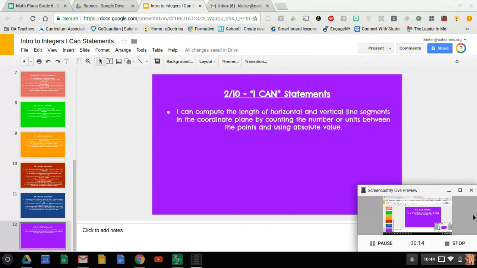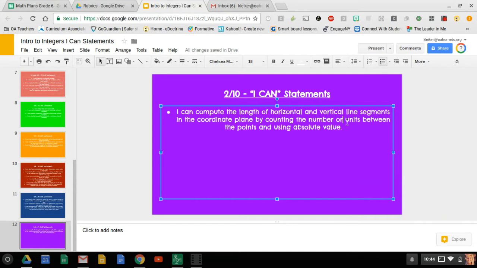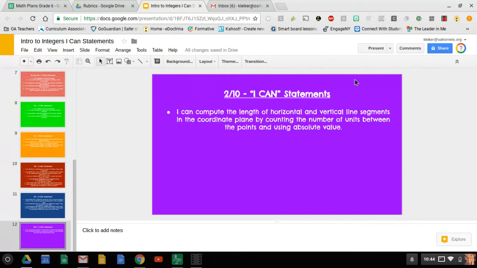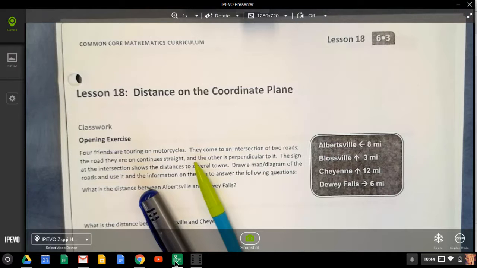You should be able to compute the length of horizontal and vertical line segments in the coordinate plane by counting the number of units between the points and using absolute value. So those are two things that you can do to find distance between 2 points. Let's get started with the lesson.